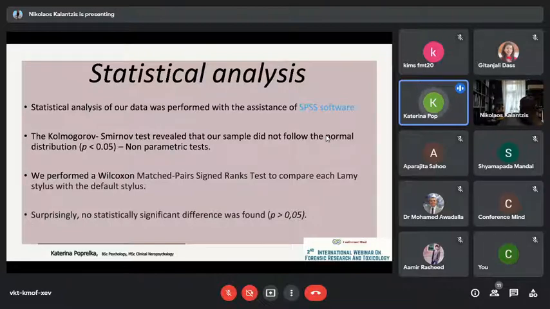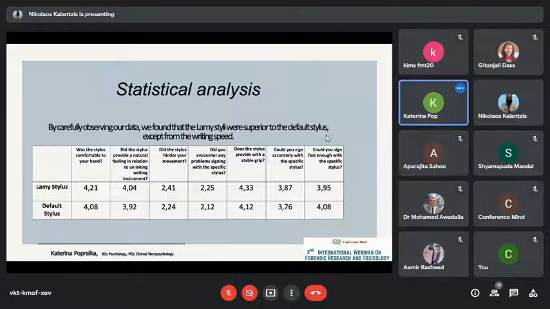Surprisingly, no statistically significant difference was found, and as we can see in the next slide, we had a subtle difference concerning the writing speed. As you can see below the last question, "Could you sign fast enough with a specific stylus?", we had a subtle difference between the default stylus and the LAMY stylus. We can move on.